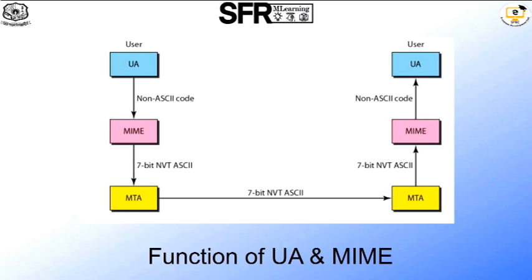MIME transforms non-ASCII data at the sender side to NVT ASCII data and delivers them to the client MTA, that is mail transfer agent, to be sent through the internet. The message at the receiving side is transformed back to the original data. MIME is a set of software functions that transforms non-ASCII data.